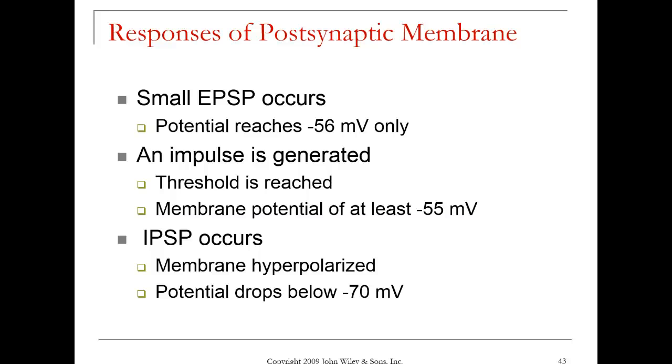If the membrane receives an inhibitory postsynaptic potential, IPSP, that means the membrane has been hyperpolarized, drops below negative 70 millivolts. Maybe it goes to negative 75 millivolts at the trigger zone. But in that case, you not only will not get an action potential, but you make it even less likely that you could get an action potential.